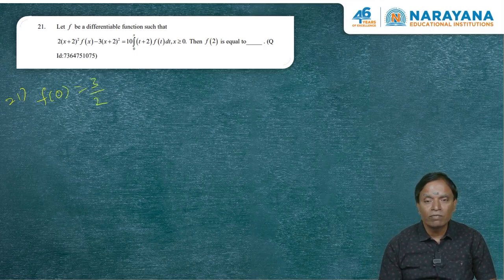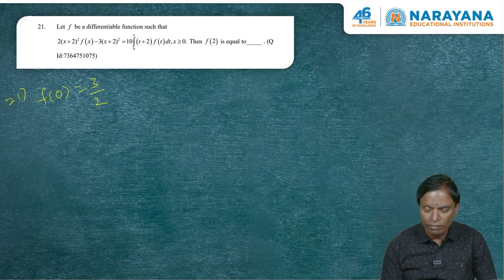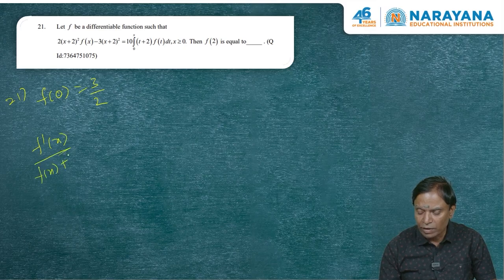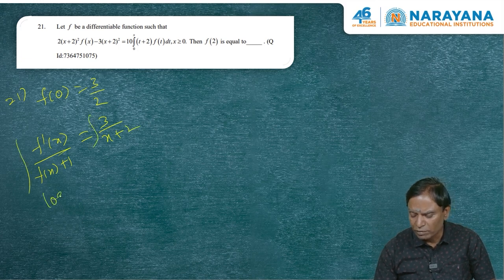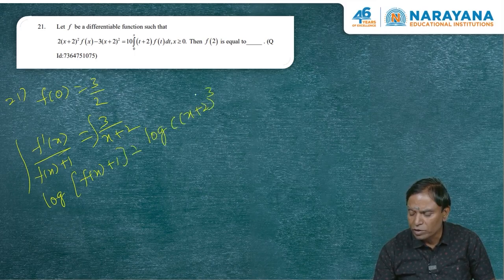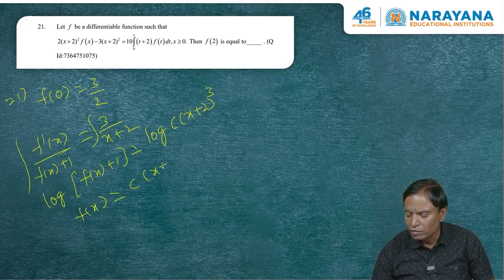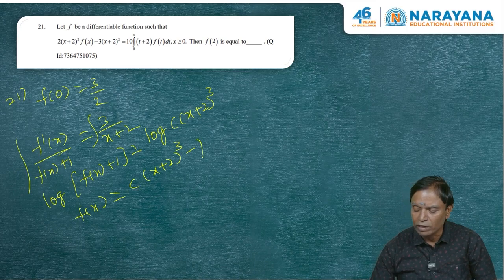Now differentiate both sides. The left side you can differentiate directly, and the right side differentiate by using the Newton-Leibniz theorem, and after simplification, your function reduces to f dash x by f of x plus 1 is equal to 3 by x plus 2. Now integrate on both sides, which reduces to log of f of x plus 1 is equal to log of c into x plus 2 whole cube, which gives you f of x is equal to c into x plus 2 whole cube minus 1.